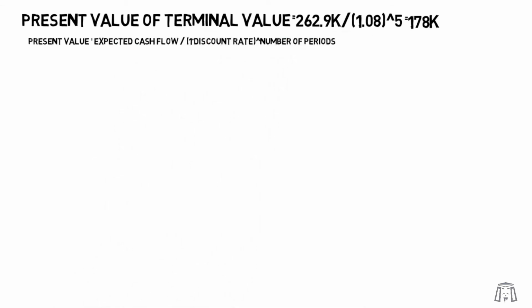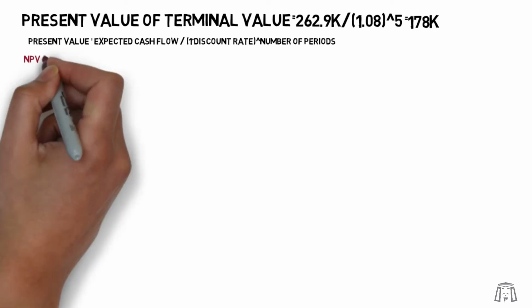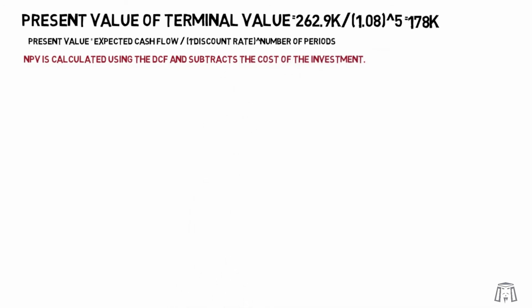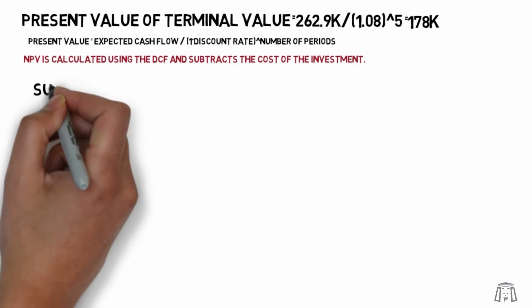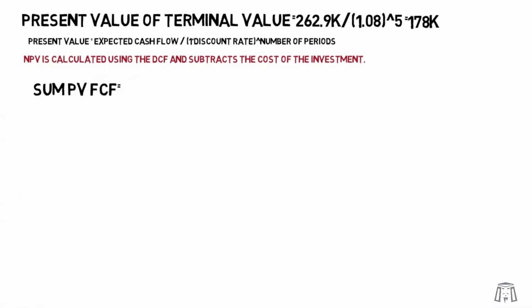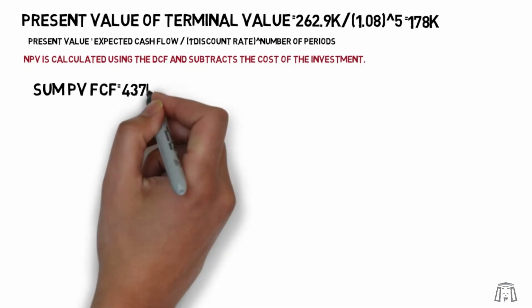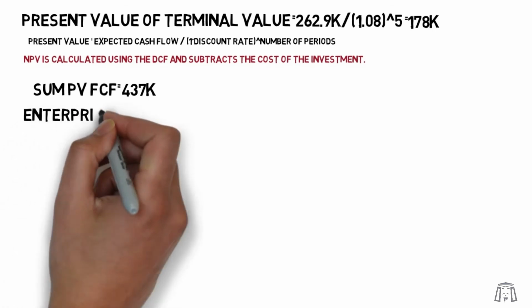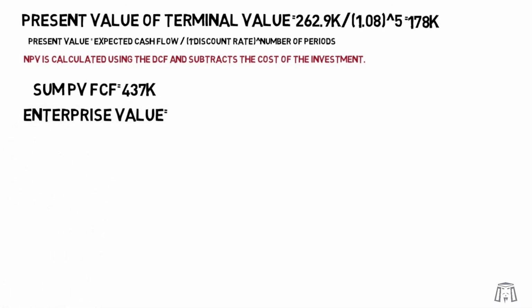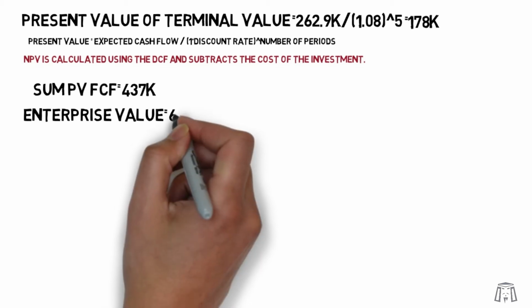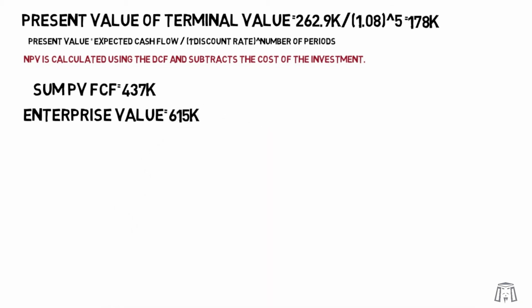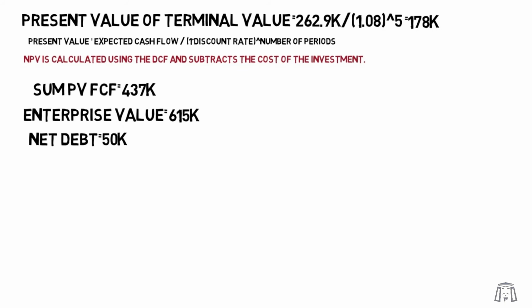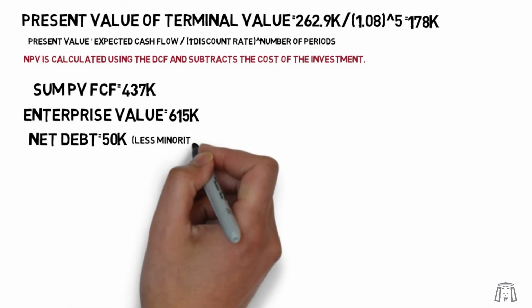Now the cool part starts, because we're gonna find out the fair price. The net present value is calculated using the discounted cash flow and subtracting the cost of investment. So next we are gonna calculate the sum of the present value of the free cash flows. We found between year 1 and year 5 it is 437k. The enterprise value, in this case we are gonna add the present value of the terminal value, and we have a number above 600k. The net debt, we're gonna assume it is 50k, so we are subtracting the cost of investment.